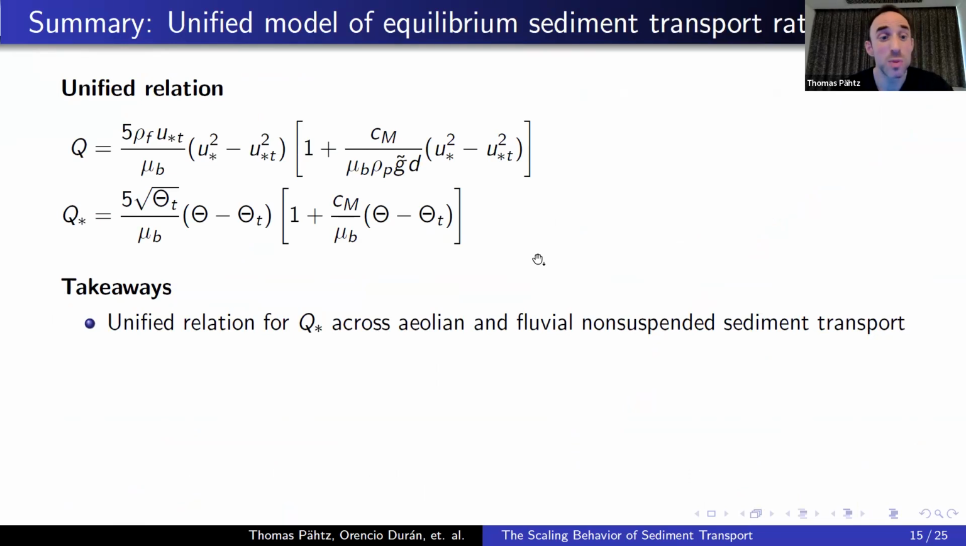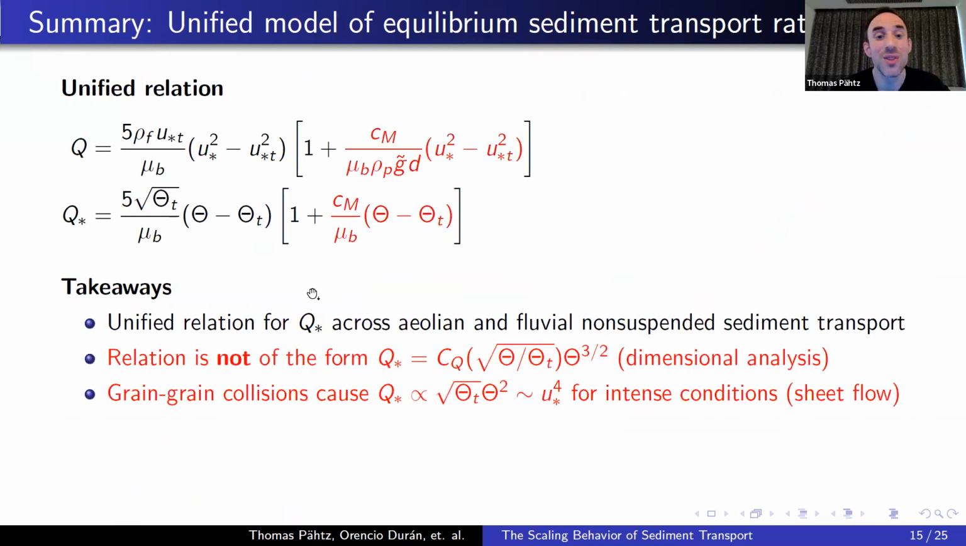So let me summarize this part. We have a unified relation that unifies sediment transport in water and in air, and across many environments in air, actually. And what's important is that this relation is not of the standard form, which comes from the dimensional analysis I showed you before. It's different. So what's different? The red term is different. This red term does not obey this structure. The left one, yes, this part does, but the red term does not.